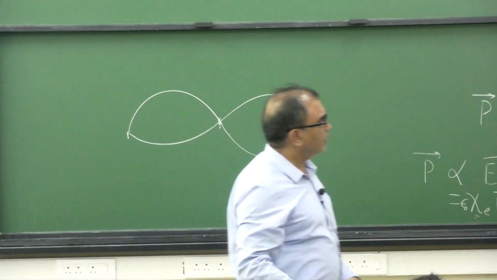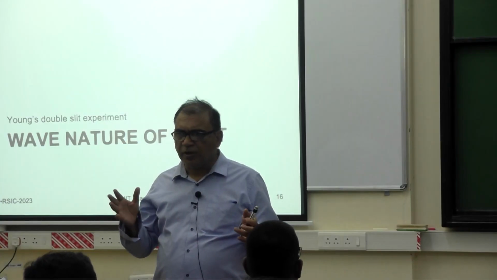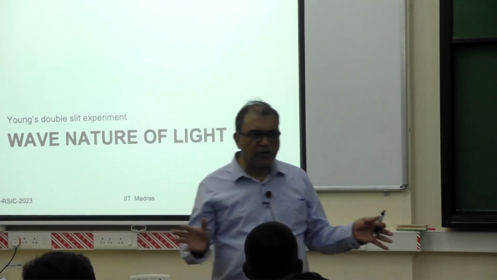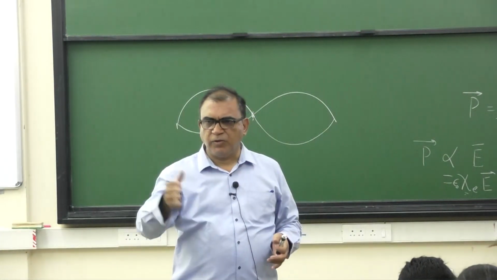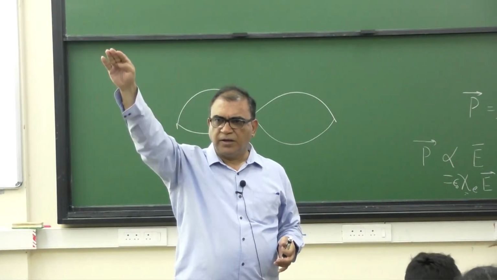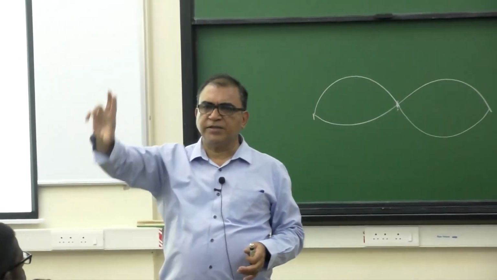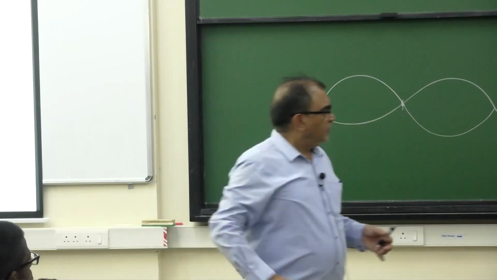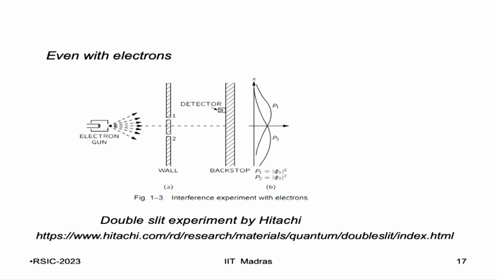You must already know the Young's double slit experiment, at least by name. There are two small holes, you pass light through them and they interfere, and you get bright and dark fringes. You can find the fringe width and the distance of the nth bright fringe. That tells the wave nature of light.